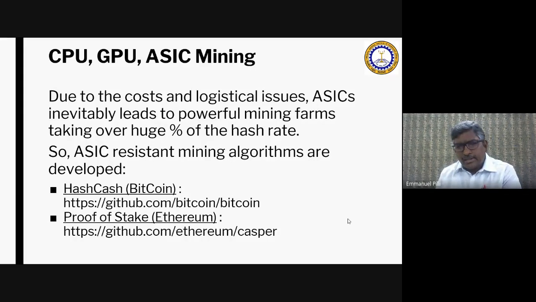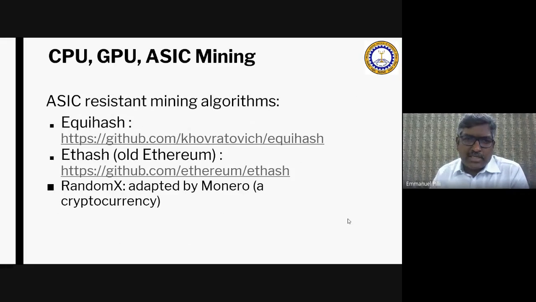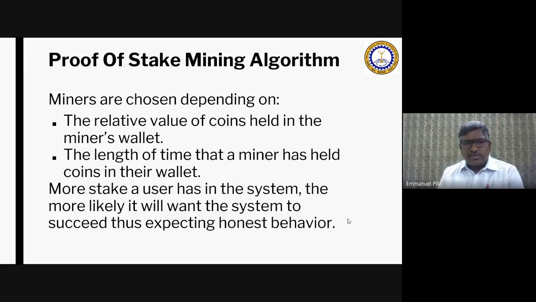So many mining algorithms are there, and then this ASIC resistant mining algorithm. So they're making mining more difficult. When new Bitcoins are introduced, they are ensuring that the technology will not help; pure cryptography will help. Here CPU, GPU, ASIC will help to do things faster. Your technology need not be very popular, but here we are developing ASIC resistant mining, which will give things better. There are EquiHash, ETHash, which was used for old Ethereum, and also RandomX, which is adopted by Monero, a cryptocurrency. So these are all things which are coming up.